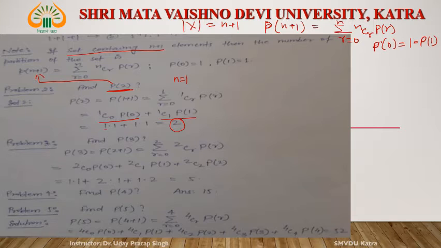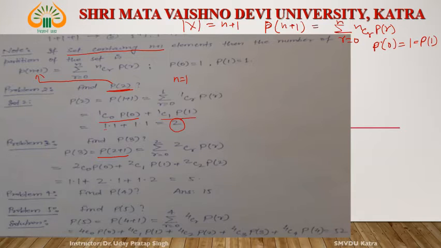What is P3? P3 can be written as P of 2 plus 1. That is the summation r equal to 0 to n, where n is equal to 2 in this case. Then 2Cr times Pr. Expand this summation.